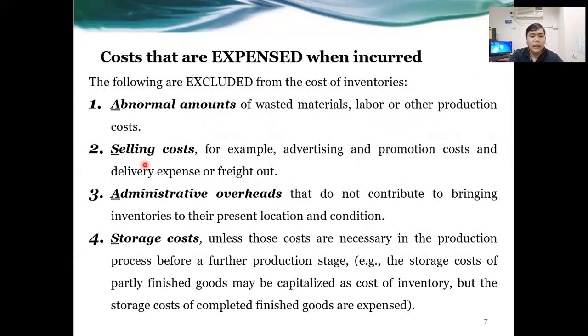Okay, ano pa? The selling costs. Example, advertising, promotion cost, delivery expense, or freight out part. Okay? Take note, freight out. Diba, malaton ang freight out is part sa atong expense. While ang freight in is part sa aton nga inventory. Kay part siya sa aton nga purchases. Okay?